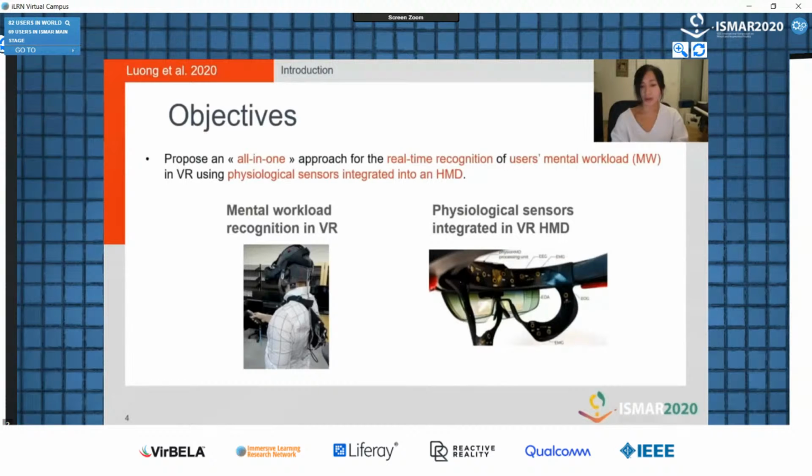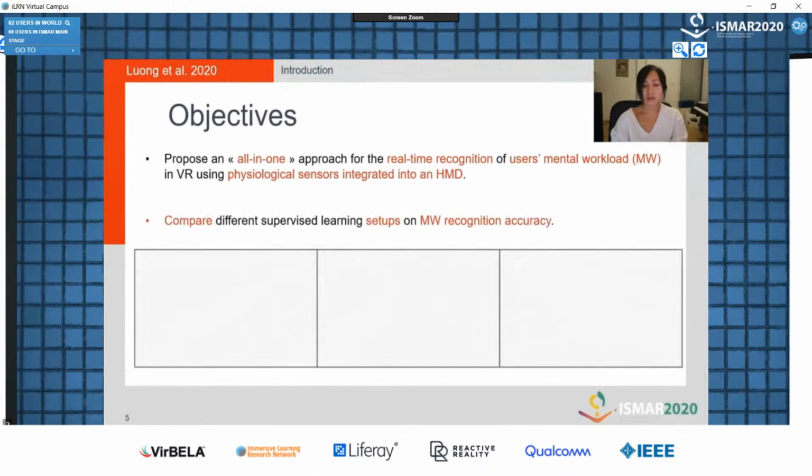However, none of them propose real-time recognition of users' mental workload using these HMD sensors in VR. Our first objective today is to propose an all-in-one approach to do real-time recognition of users' mental workload in VR using physiological sensors integrated into an HMD. We decided to use supervised learning to train the mental workload recognition models, and we wanted to compare different supervised learning setups and see the effect of these setups on the recognition accuracy.